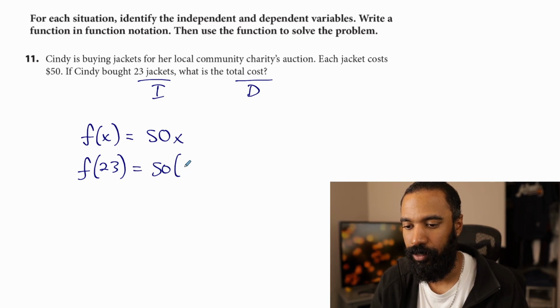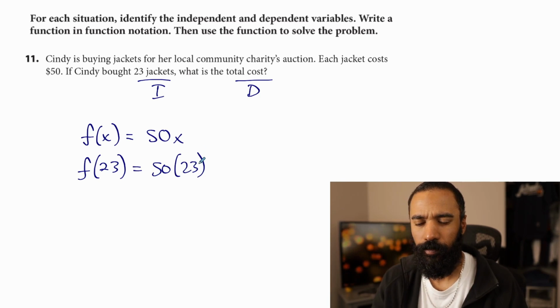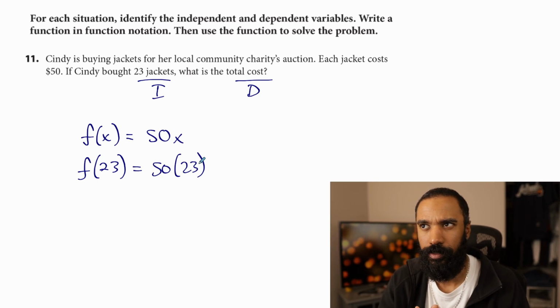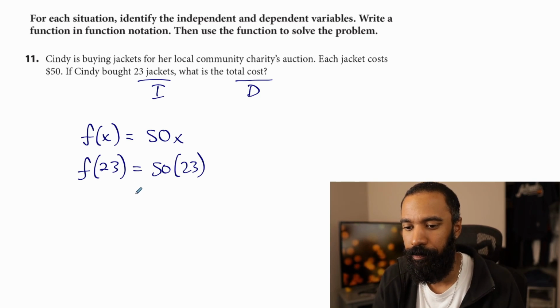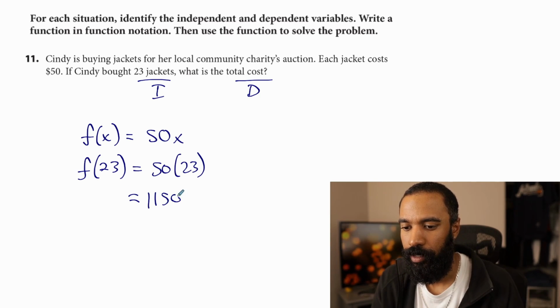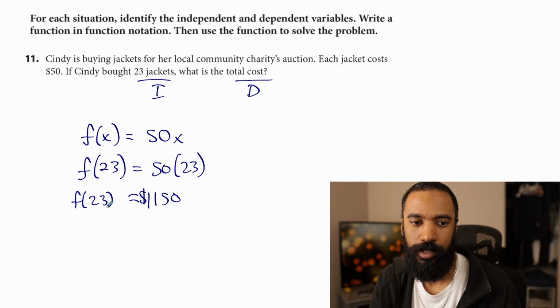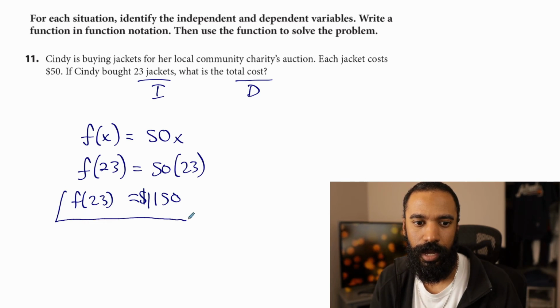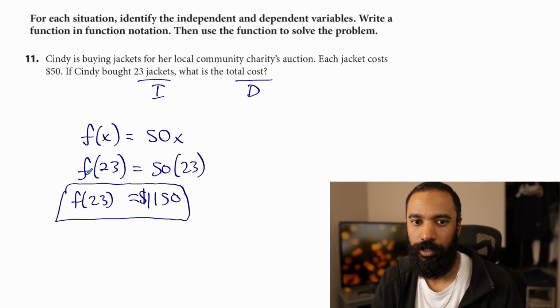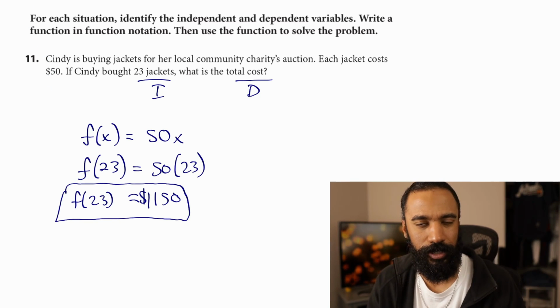So 23 jackets. Right here, 5 times 23. 23 runs on 115, so 115 with a 0 is 1150. Cindy is raking in the jackets, but losing some money as a result. So there we go. Cindy, your total cost is $1,150. No additional cost to that.